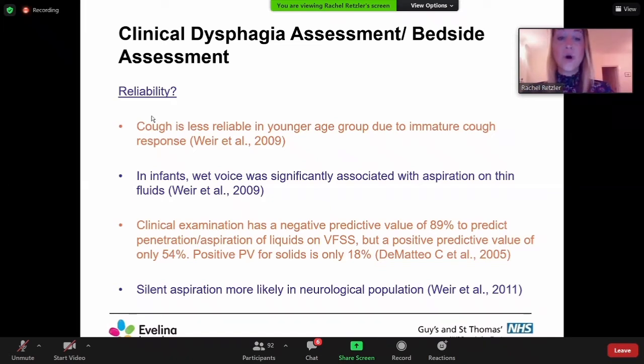Clinical assessments are always necessary. We always need to start out with a clinical assessment. You don't just jump to video fluoroscopy. You need to use your clinical expertise and your assessment to determine if we need to progress on to an instrumental assessment such as a video fluoroscopy.